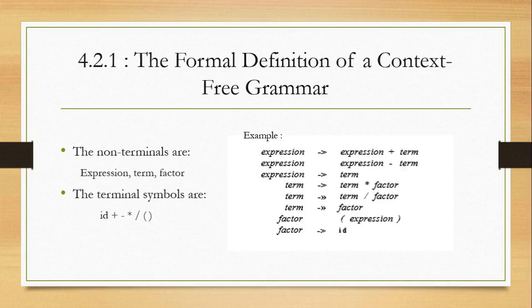For example, this is a production rule. The non-terminals are expression, term, and factor, while the terminals are id, plus, minus, asterisk, slash, and open and close parentheses.